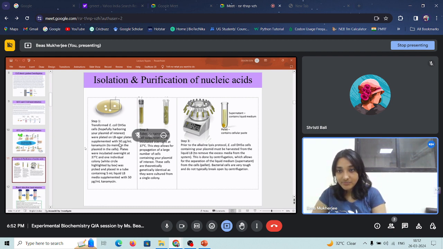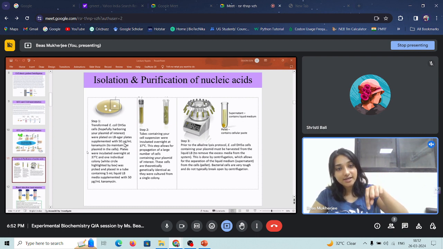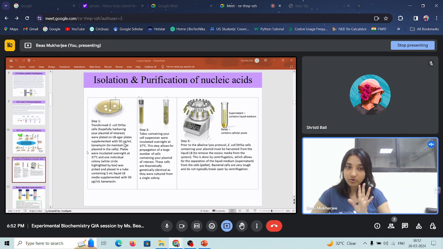So let's see. It has been supplemented: inside that media, antibiotic has been added. So only the bacteria carrying this plasmid, which carries the gene for antibiotic resistance, are going to grow. Others will not grow here. Plates were incubated overnight at 37 degrees centigrade, and then you can see these small colonies, white circles highlighted by the box, was picked and placed in a tube containing 5 ml liquid LB media supplemented with 50 microgram kanamycin.